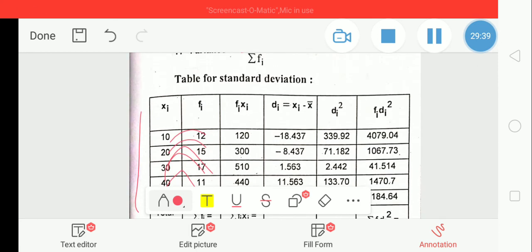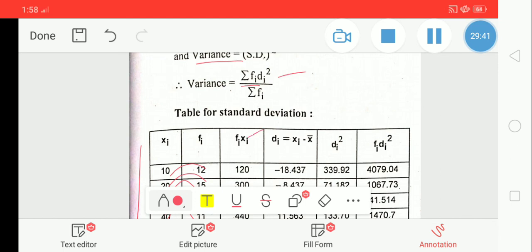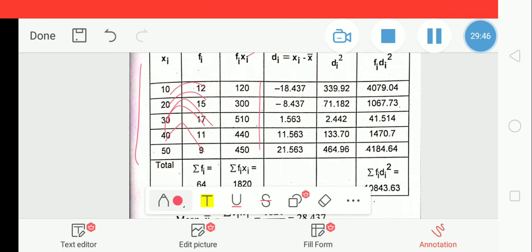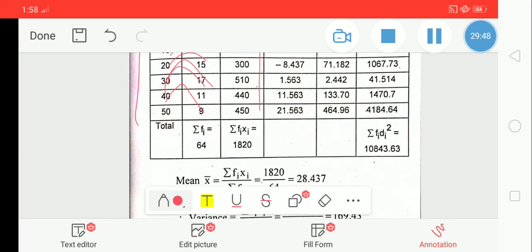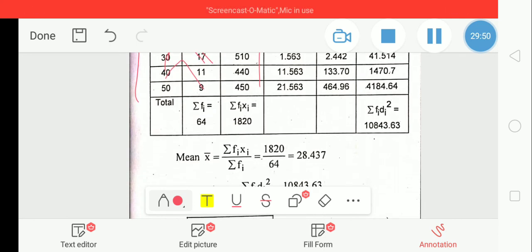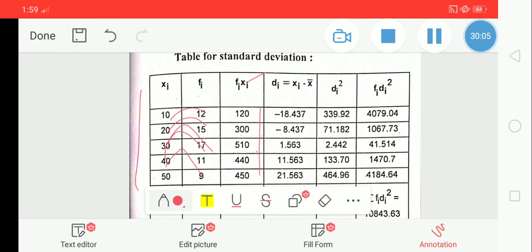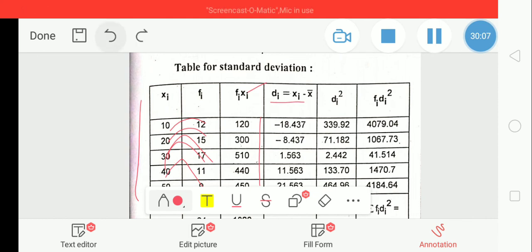Now again summation of fi xi, because we want to find the mean. These sum to 1820. Mean x bar is equal to summation of fi xi divided by summation of fi. So 1820 divided by 64, that is 28.437. Now finding di, that is xi minus x bar.